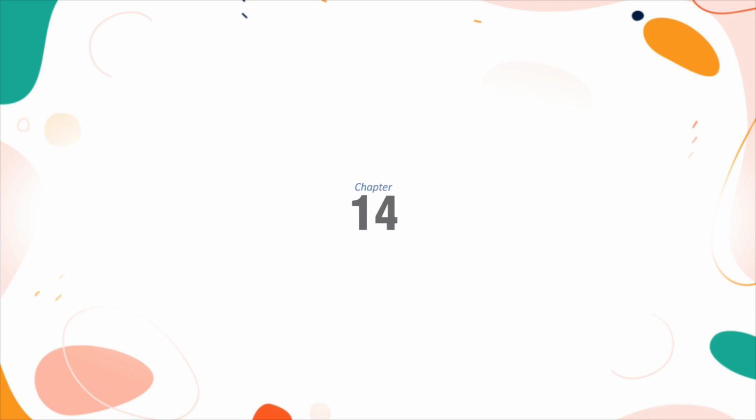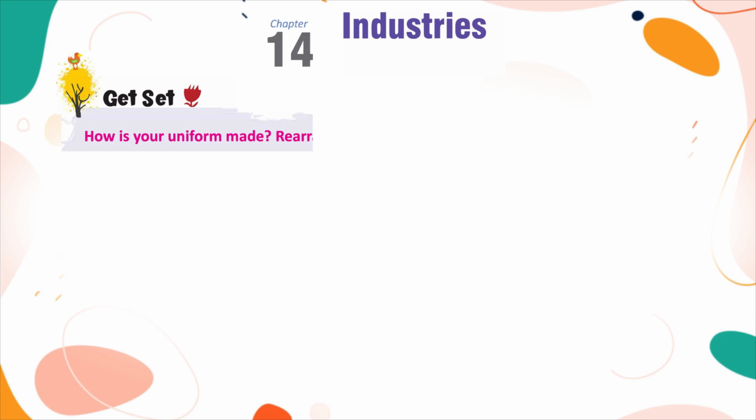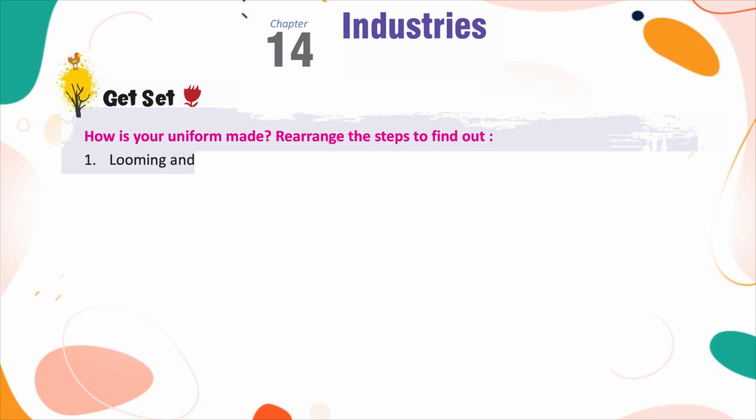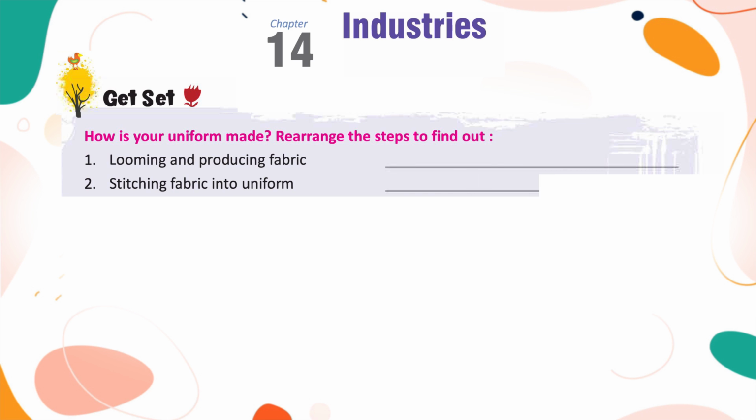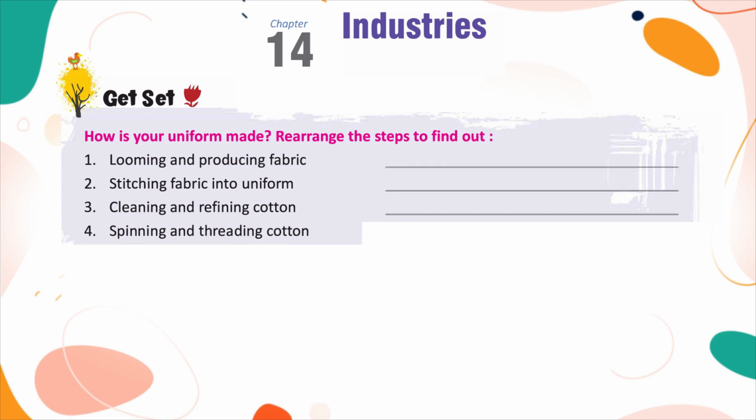Chapter 14 Industries. Get set. How is your uniform made? Rearrange the steps to find out. Looming and producing fabric, stitching fabric into uniform, cleaning and refining cotton, spinning and threading cotton, plucking cotton.